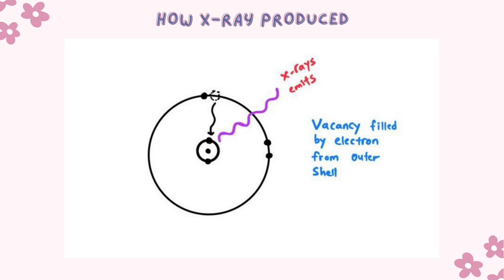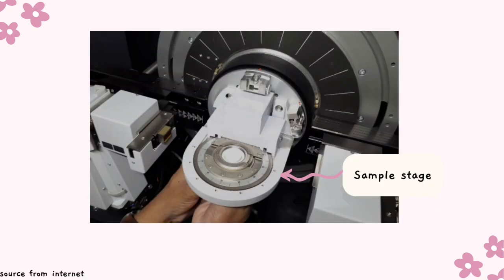However, this involves heating of the metal block, and X-rays constitute only a small fraction of the total energy liberated. The copper block needs to be cooled with a supply of water to dissipate the excessive heat generated. Next, the sample stage is also known as the sample holder or a goniometer.